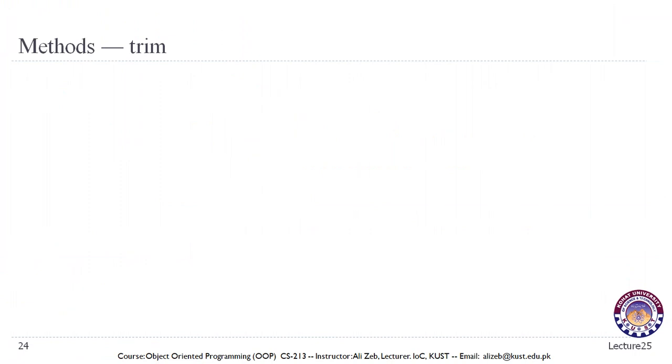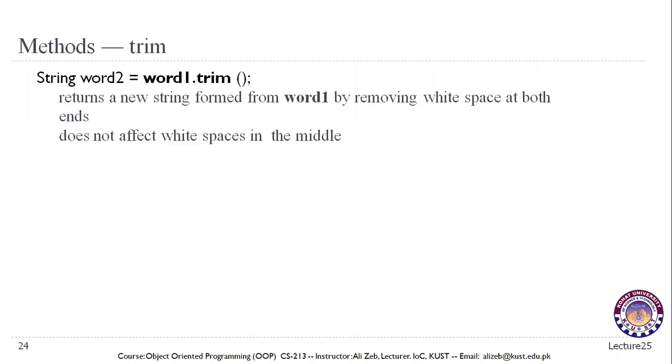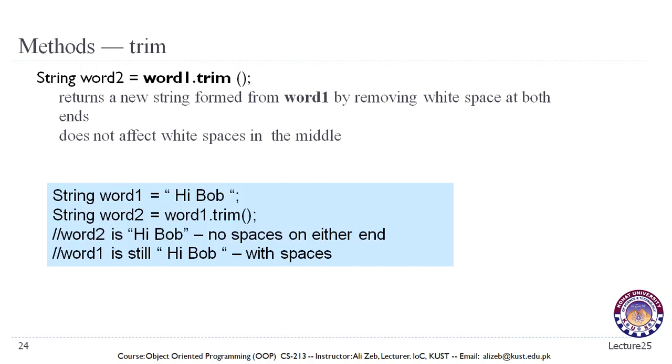Looking at some other string methods, one of those methods is trim. So for example, we have a string, word 1, and we want to trim that word. What it will do is return a new string formed from word 1 by removing white space at both ends. It does not affect white spaces in the middle. So for example, we have this string word 1, it has a white space at the start and a white space at the end of the string.